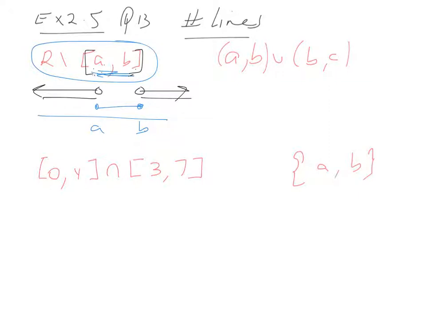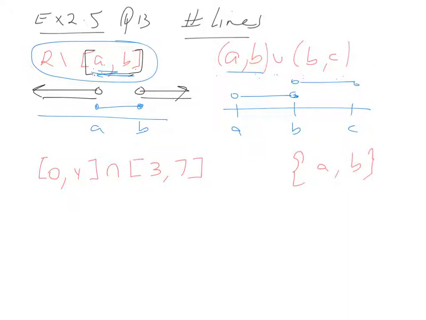Okay, if you've got a union, once again, we set that up the same way. So we draw our line. We're talking about A to B and then union B to C. Now, none of these are included. So we've got A, and we've got B, and we've got C. So A to B looks like this. And B to C looks like this.